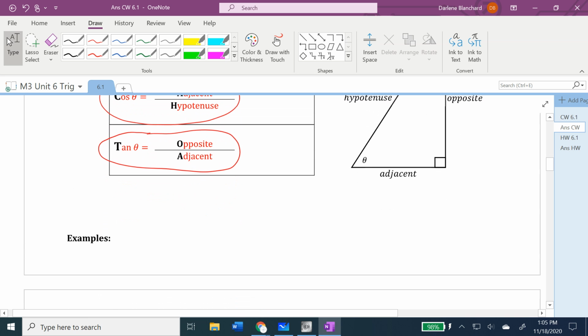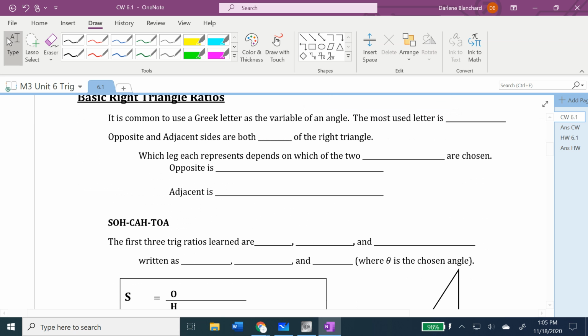Oh, my examples didn't make it on the right page. Okay, I'll have to fix that later.